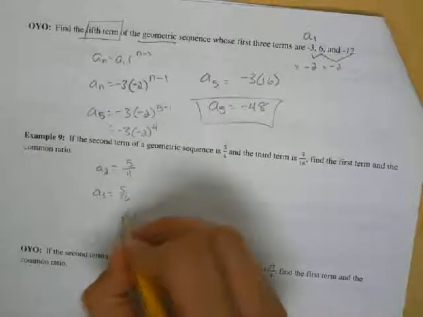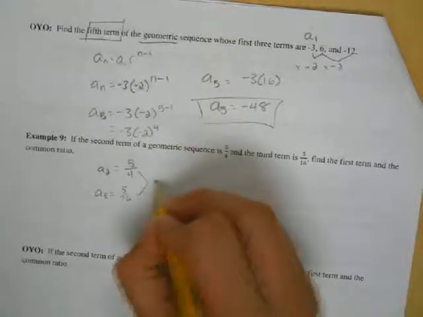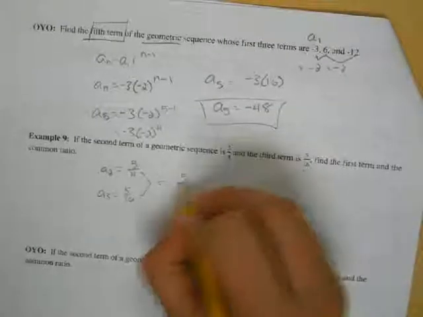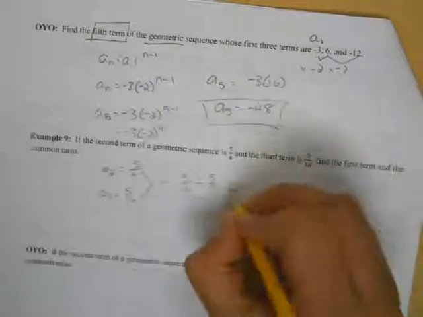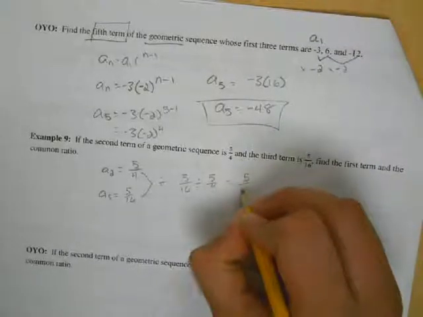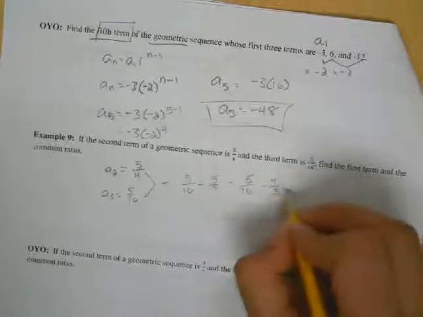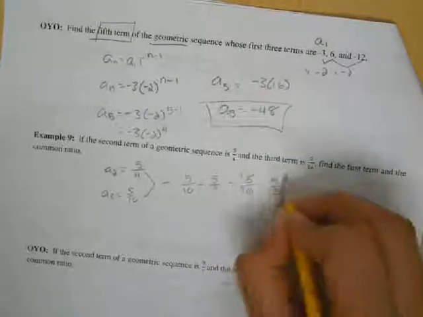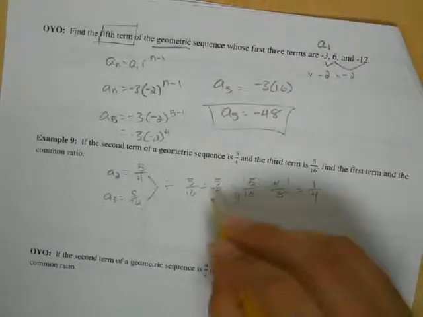So we're going to divide here. 5/16 divided by 5/4. Remember, keep it, flip it, change it. You can also do this on your calculator if you really have to. But it shouldn't be too bad. 1 and 4. So I get 1 over 4. That would be my common ratio.